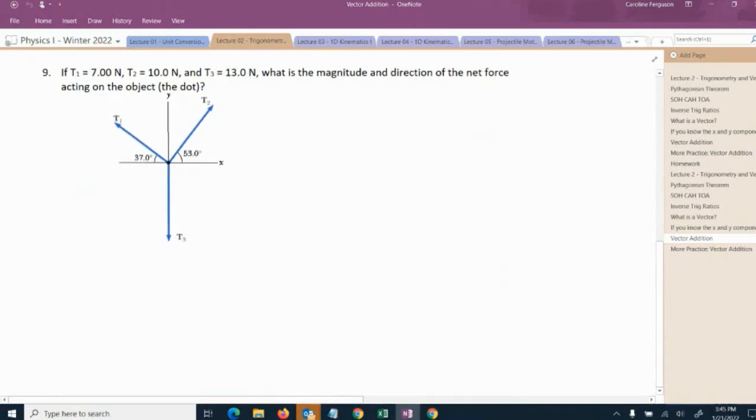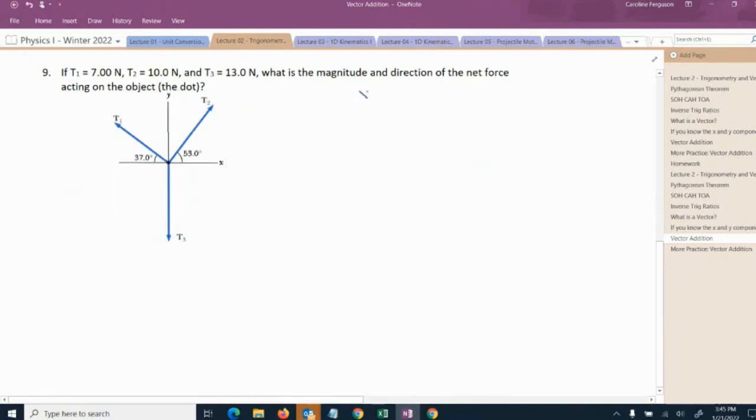So what we're going to do for question 9 is we want to find the magnitude and direction of the net force. So there's 2 ways of doing this, but by far the best way of doing it is to find the x and y components of each of the vectors and add them all up and then find the resultant out of that. So I'll show you what I mean.